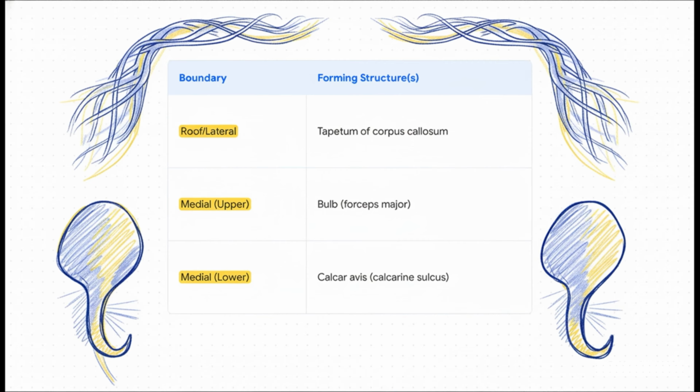Now you really got to pay attention to the medial wall. This is an exam favorite. It's got 2 bumps on it. The upper bulge is called the bulb, and it's created by fibers called the forceps major. The lower bulge, the calcar avis, is even more important. It's caused by the calcarine sulcus pushing inward, and that sulcus is the key landmark for your primary visual cortex.